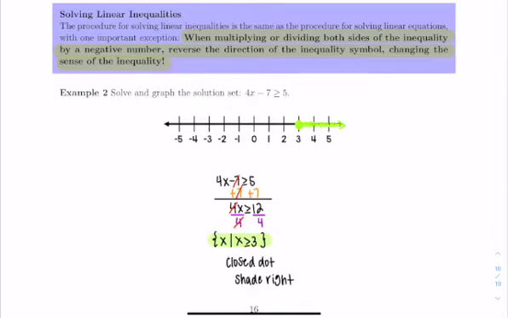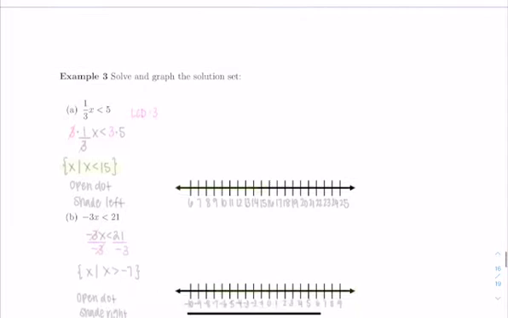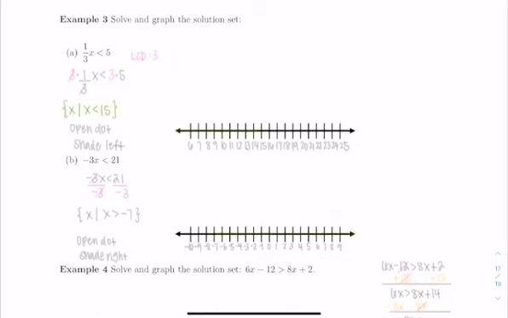Let's go ahead and try another one. We have 1/3 x is less than 5. So we'd want to get rid of the fractions by multiplying by the LCD. And the LCD in this case is easy because we only have one denominator, and that's 3. So we're going to multiply both sides by 3 so that we can get rid of that denominator. And because we're multiplying by a positive 3, again, we don't have to worry about flipping the sign. On the left-hand side, the 3's are going to cancel, and we're just left with 1x, or just x, is less than 15.